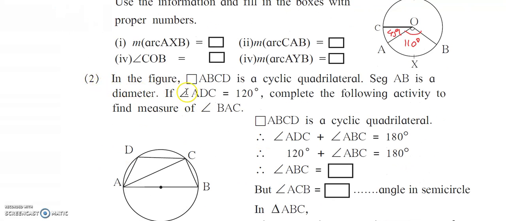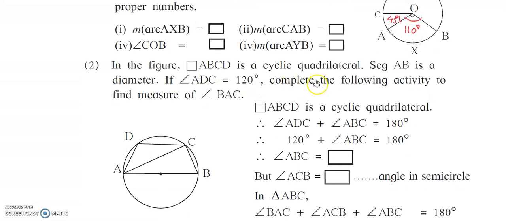In the figure, quadrilateral ABCD is a cyclic quadrilateral. Segment AB is the diameter. Angle ADC is equal to 120. Complete the following activity. Find the measure of angle BAC. Now ABCD is a cyclic quadrilateral.